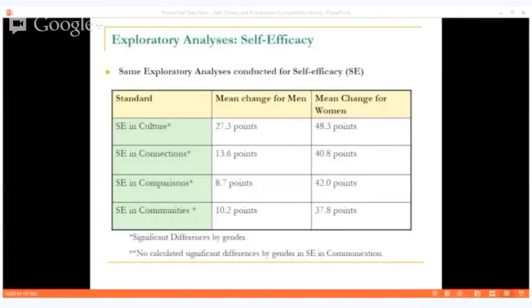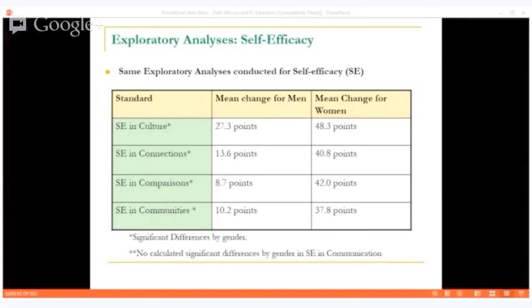What was also interesting was once we had that mass of information, we could break it down into different pieces. So we could explore a little bit. This was a very interesting find. I looked at the mean change for men and the mean change for women from the beginning to the end of the language requirement. Now, self-efficacy in culture, there was a 27-point mean change for men, but there was a 48-point mean change for women. Interesting. We're still trying to figure out what was happening here.